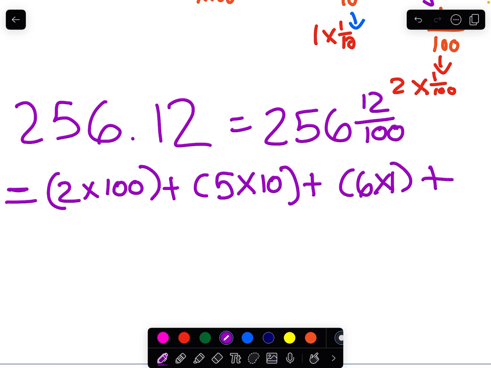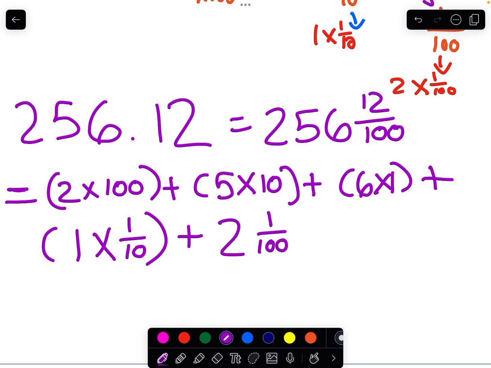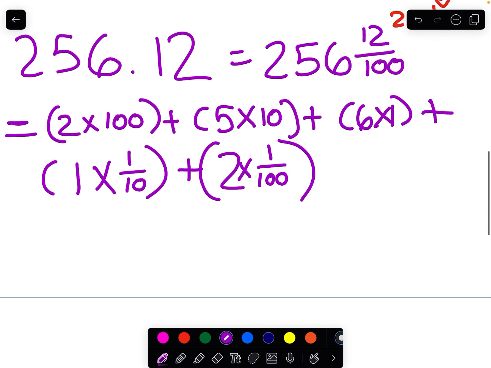plus, and now we are getting into our decimal section here, plus 1 group of 1/10, or 1/10, plus 2 groups of 1/100ths, or 2 times 1/100th. That's what I'm missing, the multiplication sign. And that gives us 256.12, or 256 and 12 hundredths. And so that's one way of writing a decimal fraction, and a number in decimal notation in expanded form.